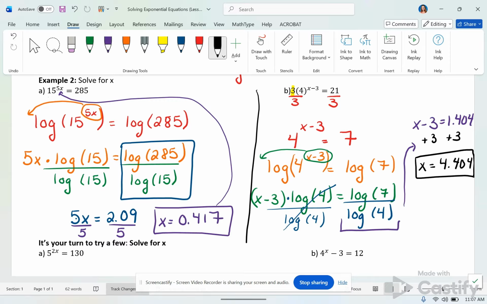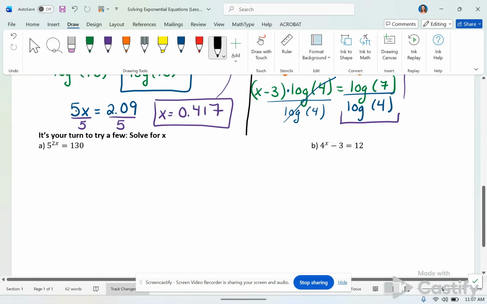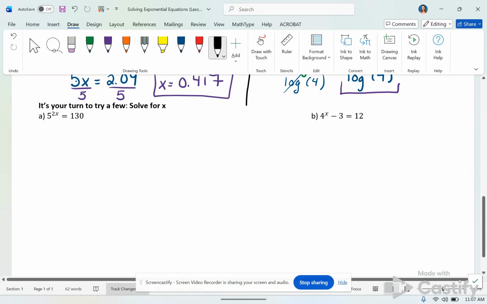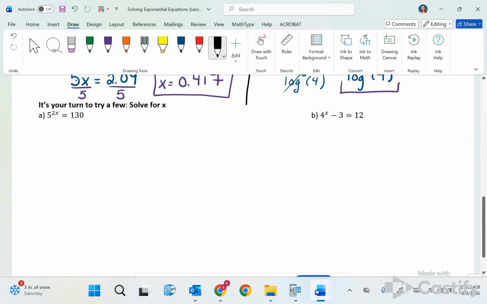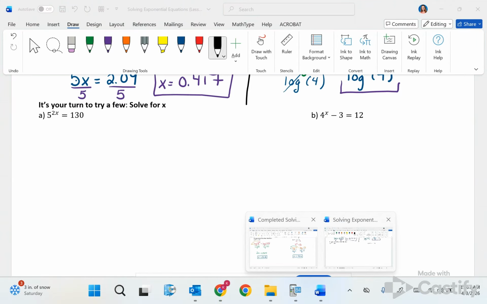And again, you could plug it into the original problem and see if you get 21, if you would like. What I'd like you to do right now is pause the video, try the bottom 2 at the end, and see if you can get the answer. I'm going to share the answers so you can check them. But again, yes, you could write down what I have, but I would try it on your own first and make sure you've got it before you move on.